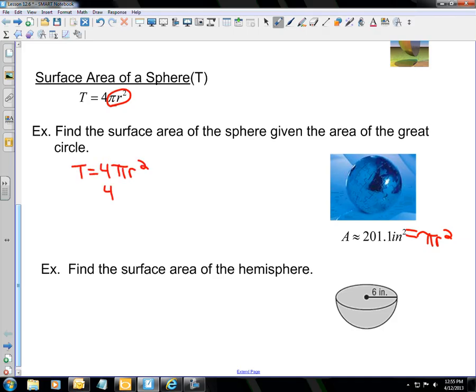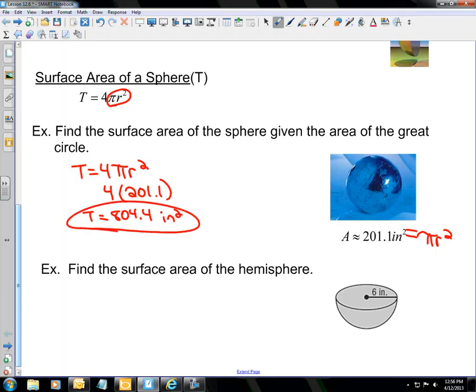So you would do 4. It's the circle. It's a two-dimensional circle. It's the area of that circle that's created when you cut it in half. So it's just like the circle. It's just the circle. Yes. Okay. So it is 4 times 201.1, which is going to give me 804.4 inches squared.